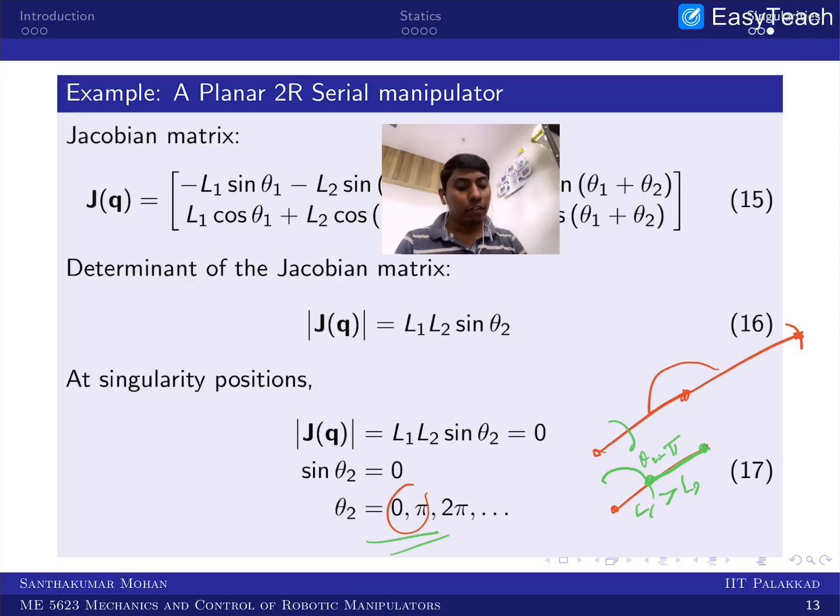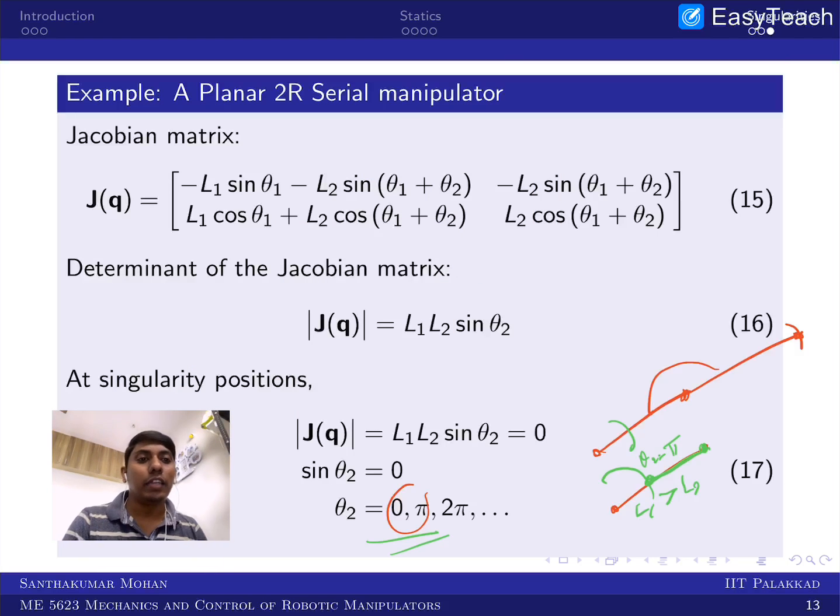Here we have just introduced, in a very light way, what singularity is and what serial singularity is. In upcoming lectures we will discuss singularity in more detail. But right now we have talked about how singularity can be obtained by equating the determinant of J of Q to 0, and then you can find the singular positions. If it is a rectangular matrix, you can use J transpose of J, or J into J transpose, and equate that square matrix determinant to 0.